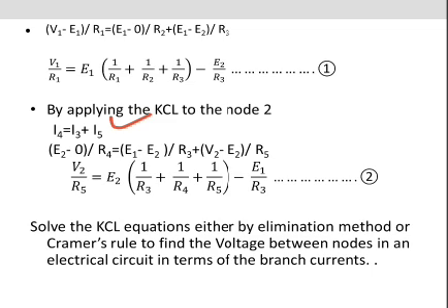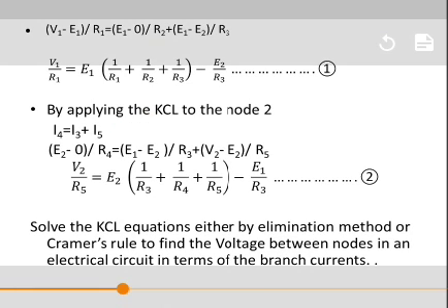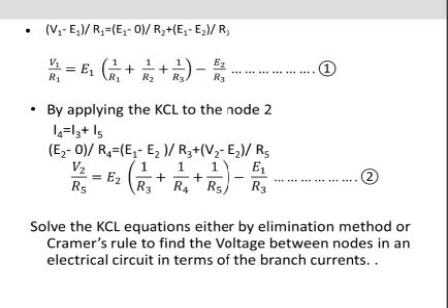The same thing, I4 equals E2 minus E0, E0 equals 0 volt, divided by R4. I3 equals E1 minus E2 divided by R3, plus I5 equals V2 minus E2 divided by R5. By solving, you will get equation 2. Solve the equations either by the elimination method or Cramer's rule to find the voltage between the nodes in an electrical circuit in terms of branch currents.